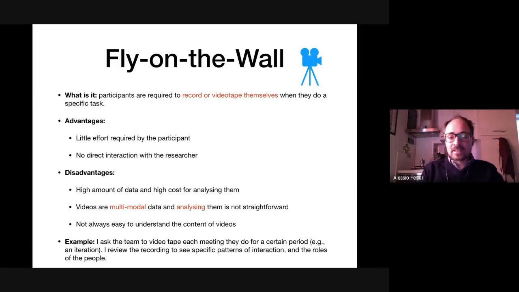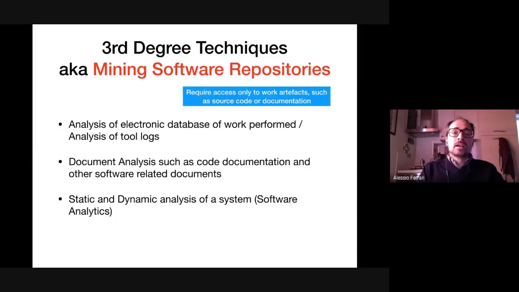For example, here, I asked the team to videotape each meeting when they do a certain iteration in a Scrum meeting. You don't need to know what it is. And I want to see the recording to see the pattern of interactions, again, how people relate to each other and which roles are dominant, for example. Okay, finally, third-degree techniques, which are basically called today mining software repositories.